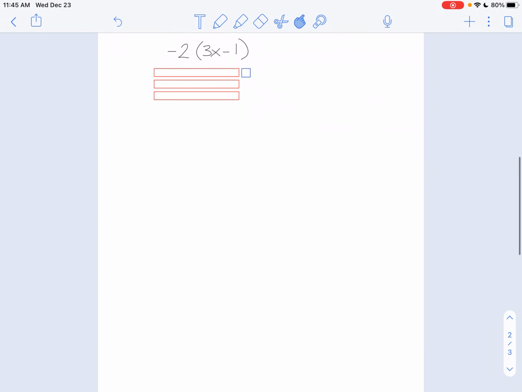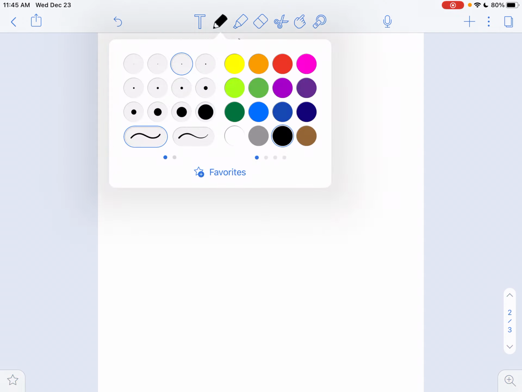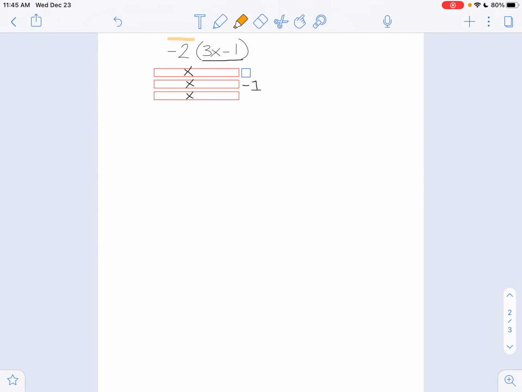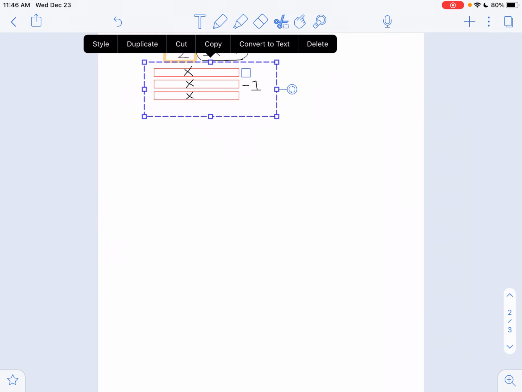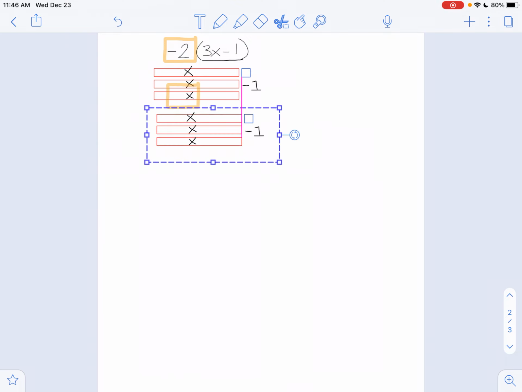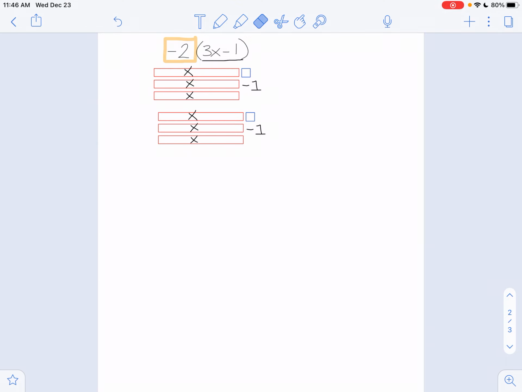Okay, and our last example involves a negative. So we're going to have to add a couple extra steps in here to deal with the negative. So we are going to start by drawing 3x minus 1. So we have 3 x's and a little -1 blue tile. And out in front, if we highlight the 2 out in front, we know we need 2 copies of that. We'll deal with the negative in a moment. So we're going to just copy it once and paste it. Okay, so now we have 2 copies of 3x minus 1.